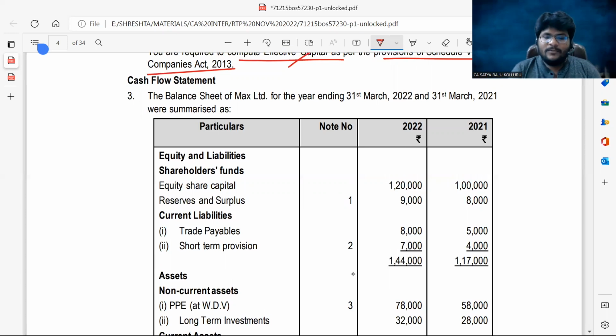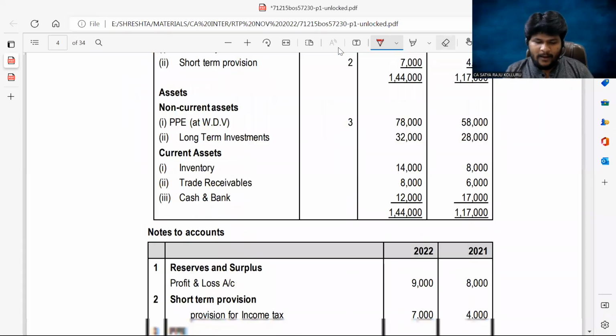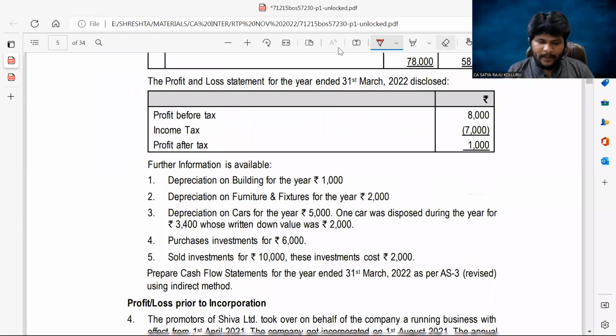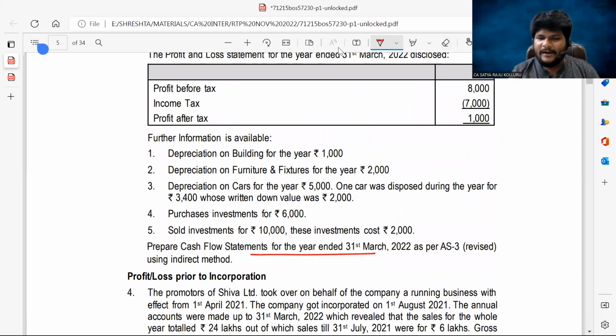Then the next problem is from the cash flow statement. The concept is pretty much important. You know, regularly they are testing questions from the cash flow statements. Guys, cheer up and pull up your energy and let us have a good discussion on this problem, cash flow statement. So what is this problem all about? First, what they require: prepare the cash flow statement for the year ended 31st March 2022 as per AS 3 revised using the indirect method.